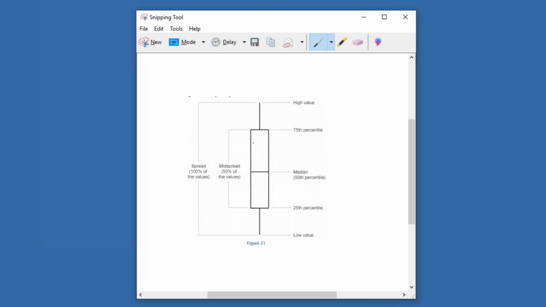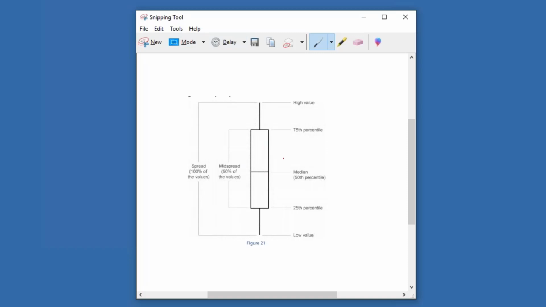Here in this image, it's represented by this square box. What it represents is the 75th percentile of the range of values down to the 25th percentile in our range of values. That represents the bulk of our data, right? 50% of our data and where that lives.